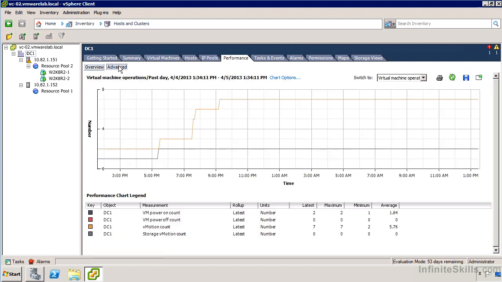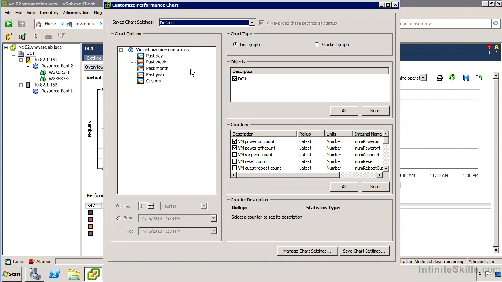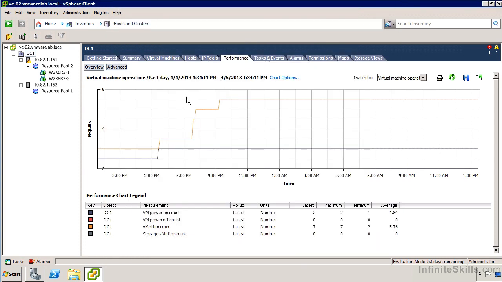And again, on the advanced view for the data center, we don't really have the same type of options. We don't have the ability to aggregate all the details. And so we just get these virtual machine operation details, which can still be useful, but are not going to give us a big picture view of what's been happening performance-wise.